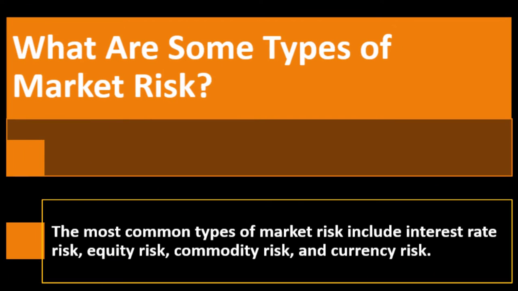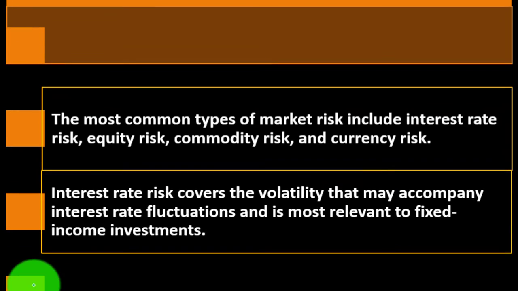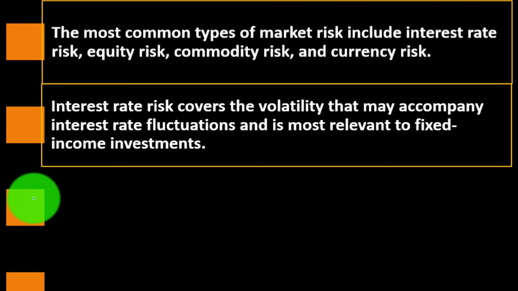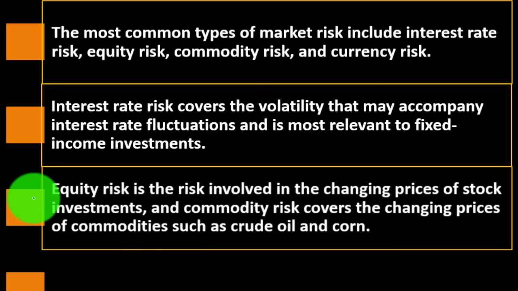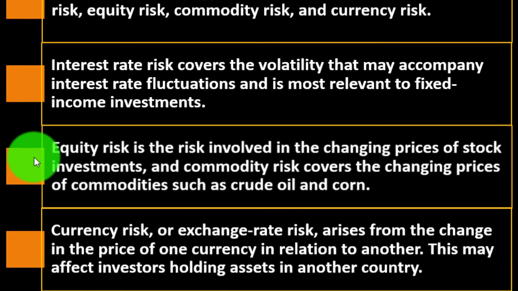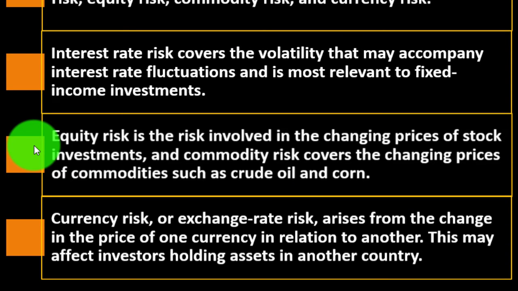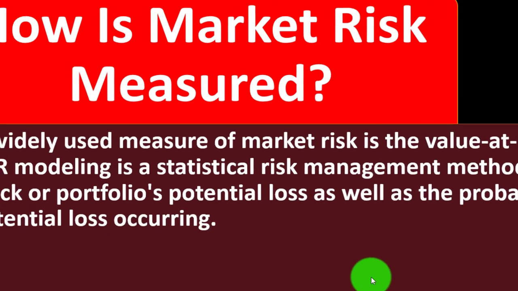What are some types of market risk? The most common types of market risk include interest rate risk, equity risk, commodity risk, and currency risk. Interest rate risk covers the volatility that may accompany interest rate fluctuations and is most relevant to fixed income investments. Equity risk is the risk involved in the changing prices of stock investments, and commodity risk covers the changing prices of commodities such as crude oil and corn. Currency risk or exchange rate risk arises from the change in the price of one currency in relation to another. This may affect investors holding assets in another country.